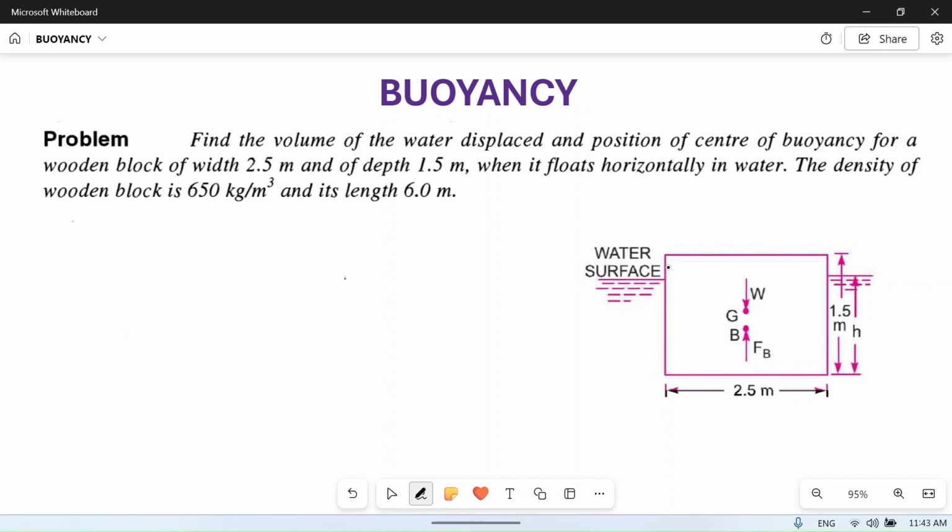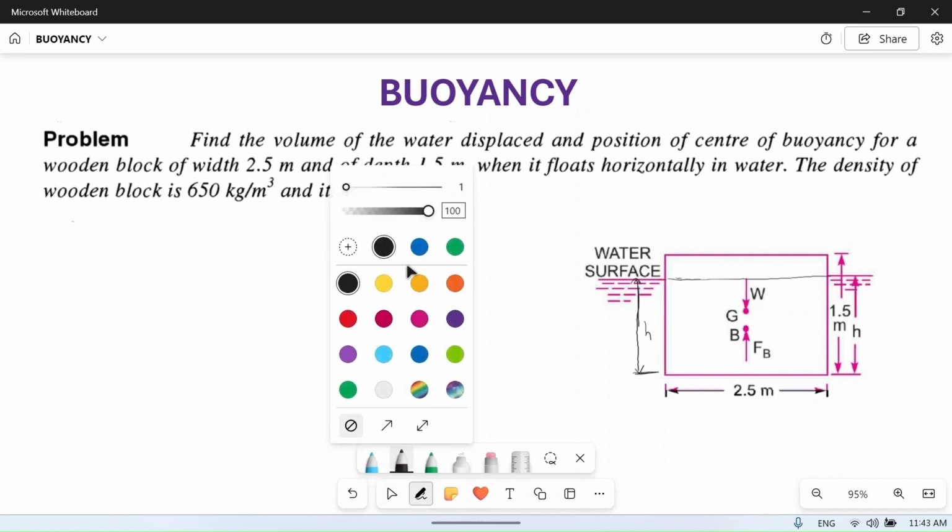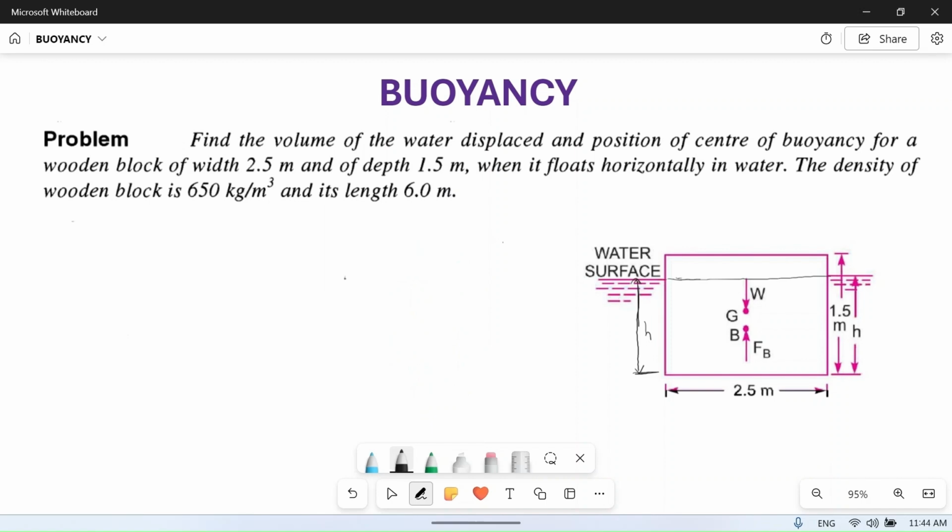Okay, so suppose this is a wooden block floating in the water. Then what will be the force of buoyancy acting on this block? Suppose it is submerged up to height h. Then we will calculate the volume of water up to this height h, because that much water is being displaced by this wooden block, so the weight of the water up to height h will be equal to the force of buoyancy.